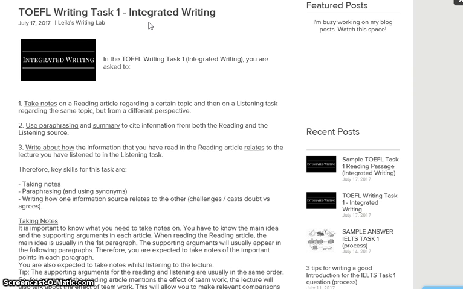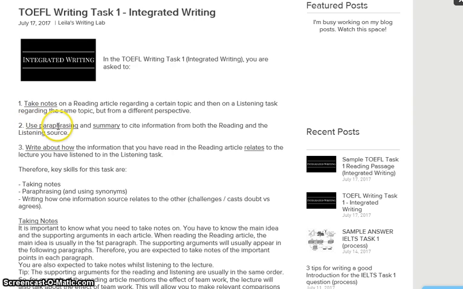We get a reading passage, we have 3 minutes where we have to read the text and take notes. And then we have to listen to a recording, which is usually a lecture. The reading and the lecture are on the same topic, but sometimes they agree, sometimes they disagree. And our job is to take notes on the reading article and the lecture that we've listened to.